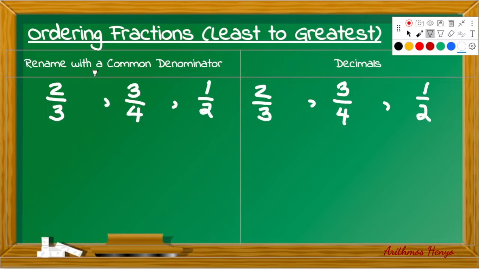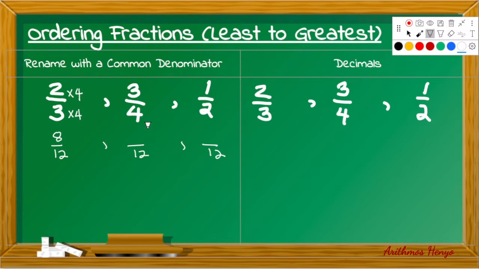First, we will rename with a common denominator. The denominators are 3, 4, and 2, and the least common denominator is 12. Let us write the equivalent fractions underneath the given. Since the LCD is 12, let us write 12 and 12. What makes 3 equal 12? That is by multiplying it by 4. Therefore, multiply also the numerator by 4. This is 2 times 4 is equal to 8, and 3 times 4 is equal to 12.